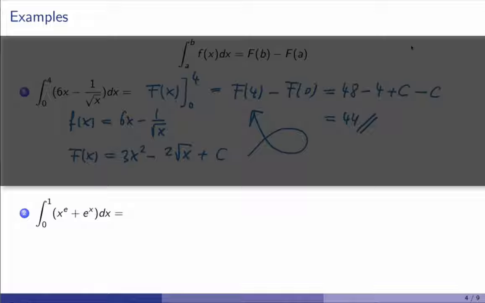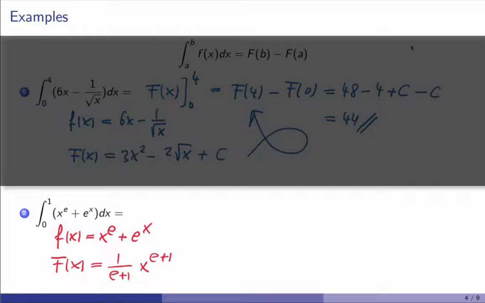Integral from 0 to 1, x to the e plus e to the x. Wow, that's a funny example. Okay, let's do the same story. So f of x is x to the e plus e to the x. Capital F will be an antiderivative. So this is 1 over e plus 1, x to the e plus 1, plus e to the x plus a constant.